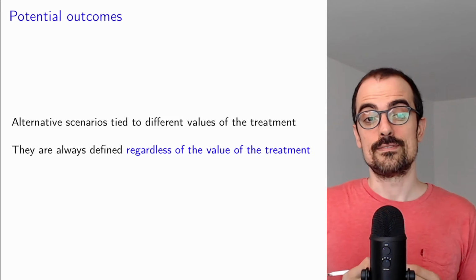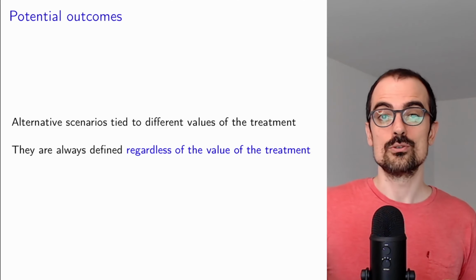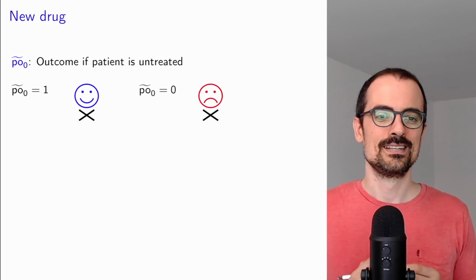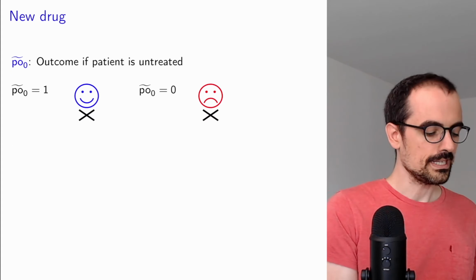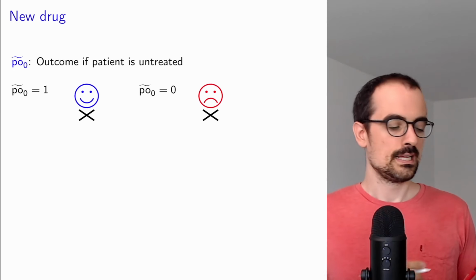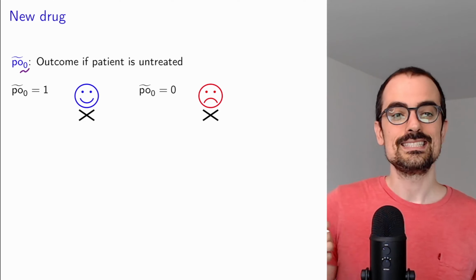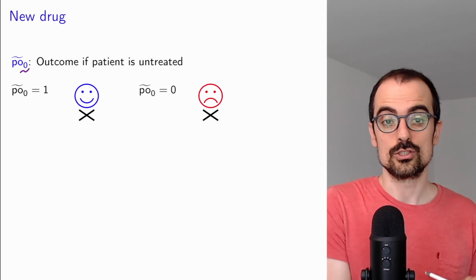They are always defined regardless of the actual value of the treatment. We will see what I mean in a moment with the examples. So here is the example of the new drug. The potential outcome associated to 0 basically is the outcome if the patient is untreated.